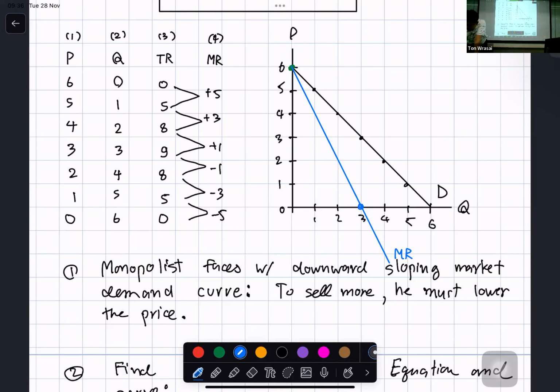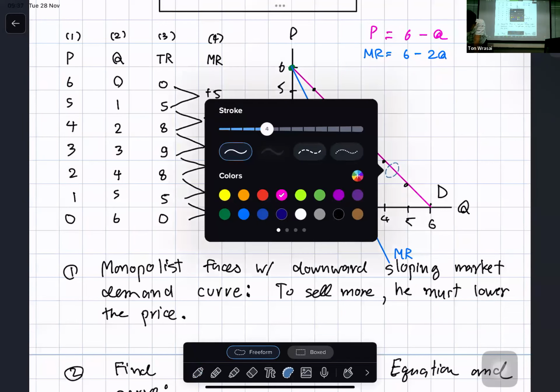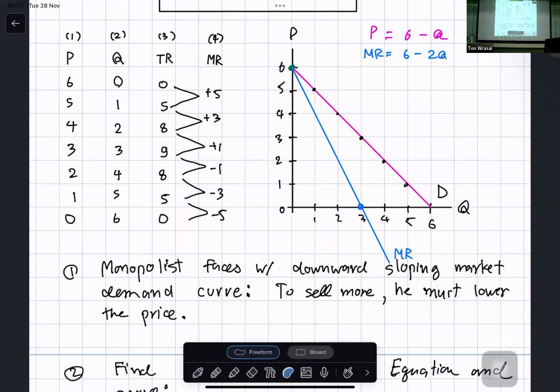Shall we write it here? MR equal to 6 minus 2Q. Demand curve. I use pink color for the demand curve, blue color for the MR curve. We got the marginal revenue curve already.